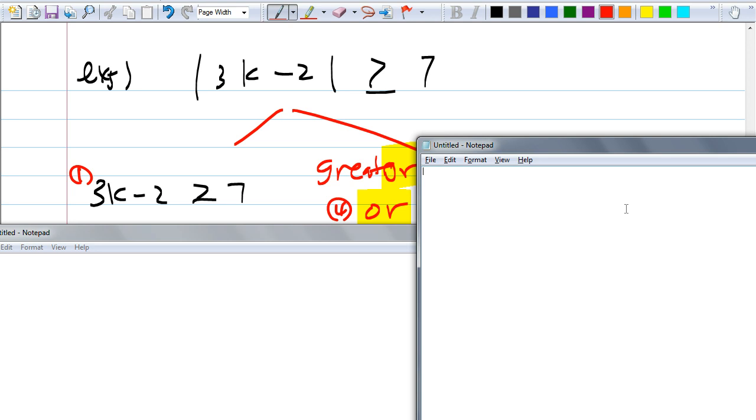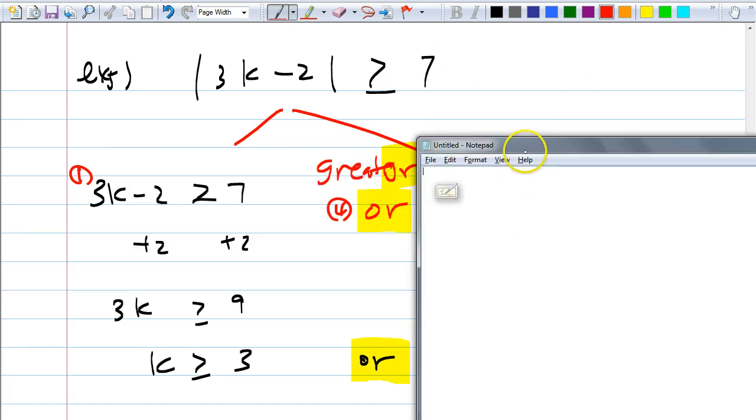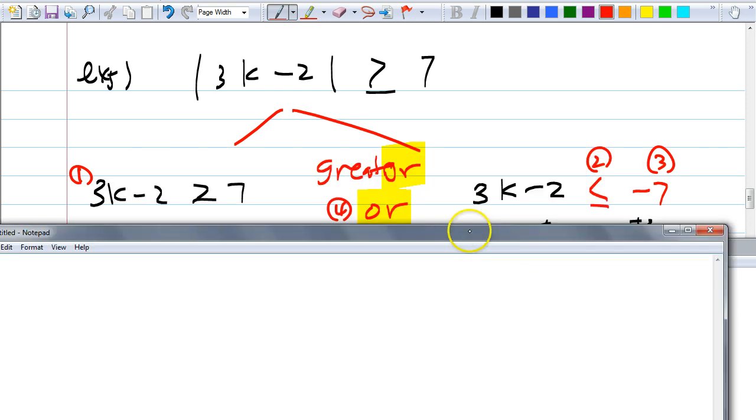Negative 7. You have to do two things, right? You have to change the inequality to the other way. If it was greater than, then you need to change it to less than. And then instead of 7, you need to write it as negative 7. That's why there are two things you do.